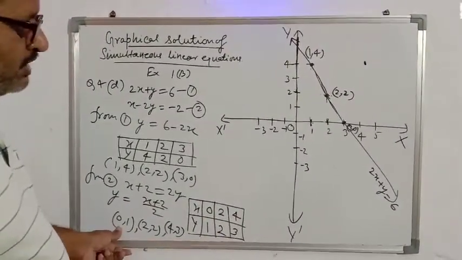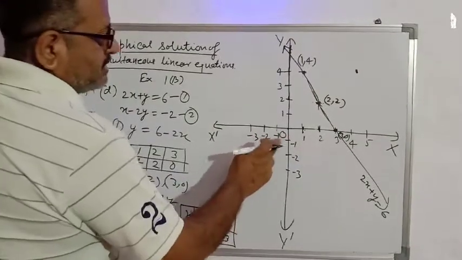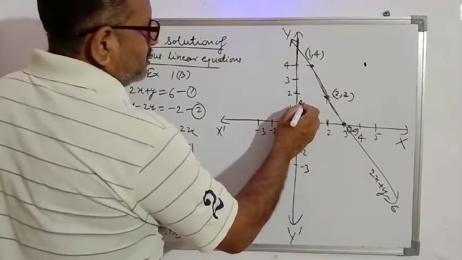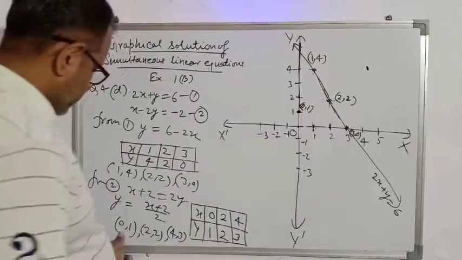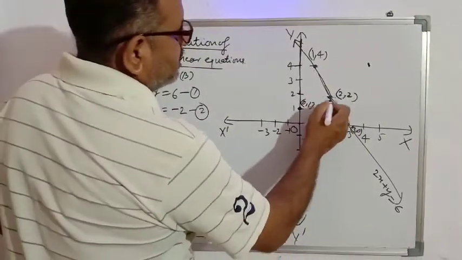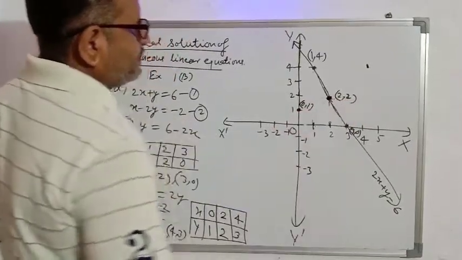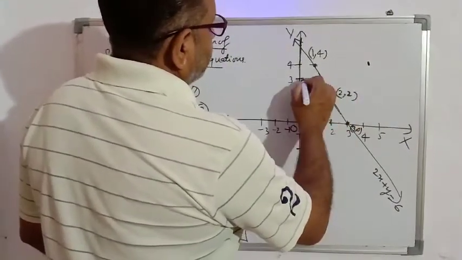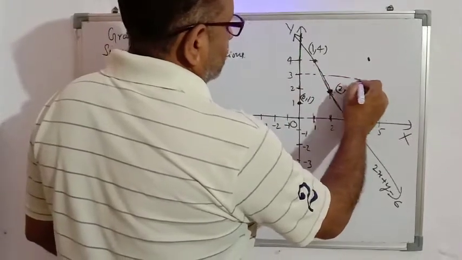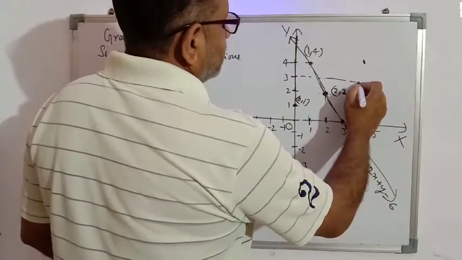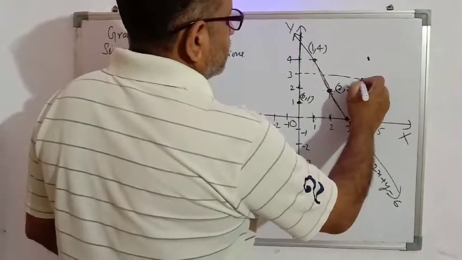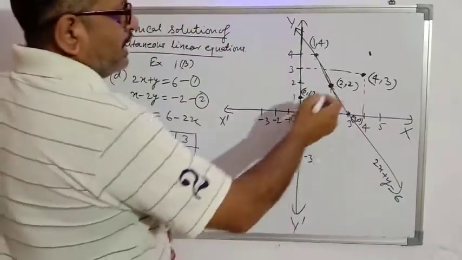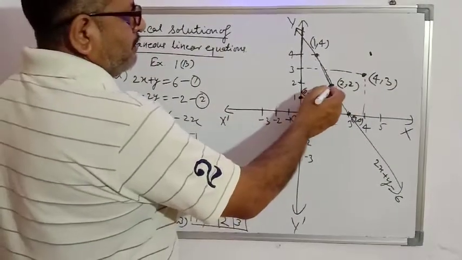Firstly, plot the point 0, 1 on the same sheet. x is 0, y is 1. So this point is 0, 1. The point 2, 2 is already plotted here. And 4, 3: x is 4, y is 3. So this point is 4, 3. Again we will join these three points with the help of a scale.